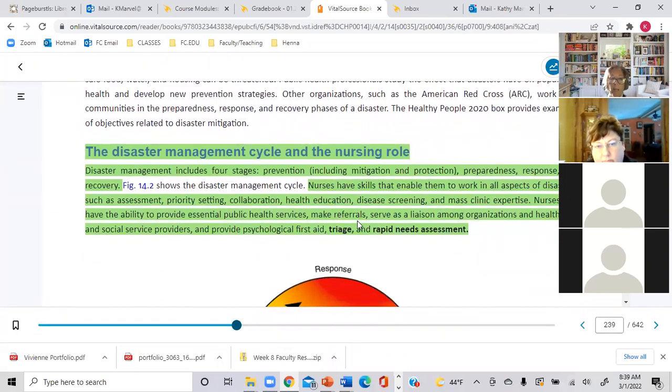Okay, and then here's the disaster management cycle and the nursing role. The nursing role in disaster management is very involved. Okay, so it goes through the 4 stages, right? Prevention, preparedness, response, and recovery. Okay, so we know that nurses have skills that enable us to work in all aspects of disaster.